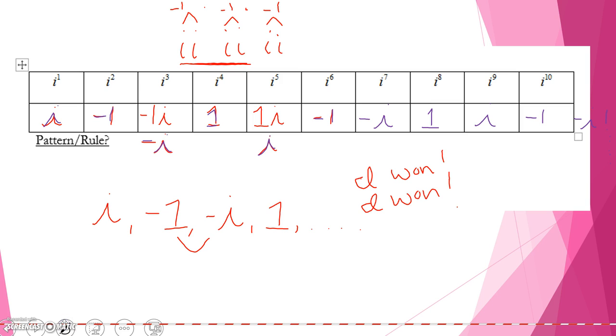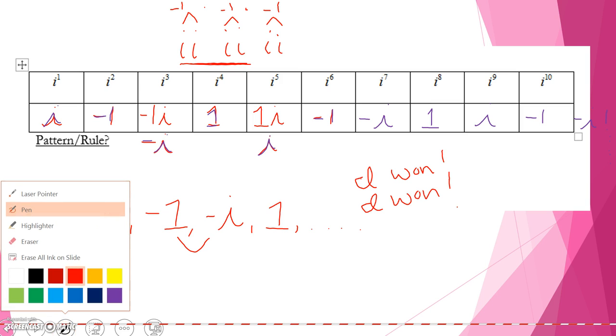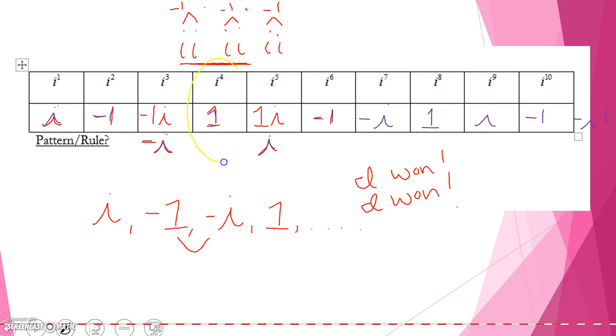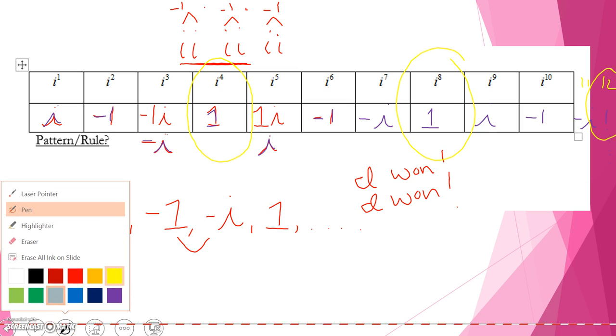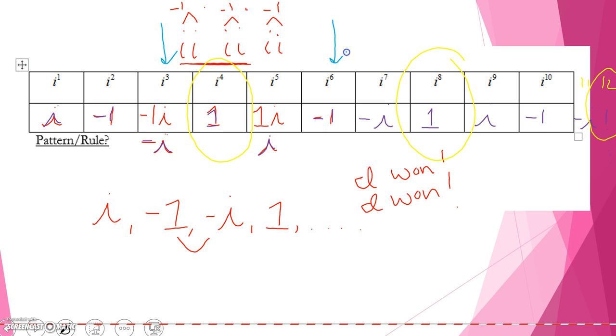The other pattern that you might see is that every multiple of 4 is the same. So 4, 8, this one's 11, and this one's 12, so 12. They're all the same. They're all 1. You can't say that for the other multiples. Like, if you look at the multiples of 3, so 3, 6, 9, 12, those are not all the same. This one's negative i, this one's negative 1, this one's i, but every multiple of 4 is always 1.